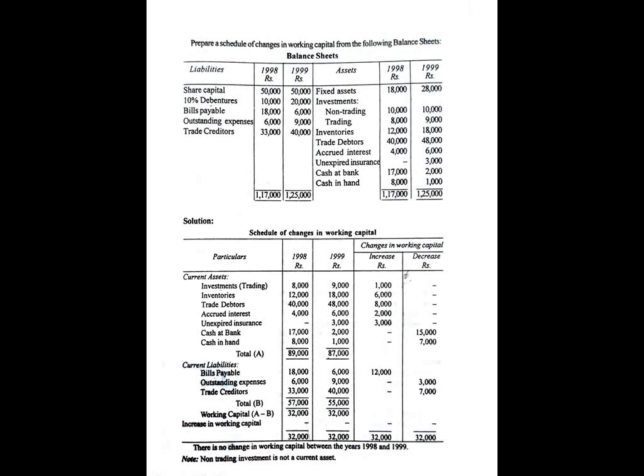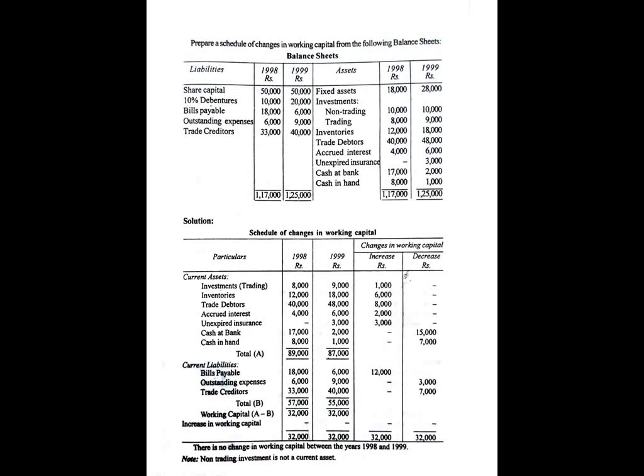We are going to prepare the schedule of changes in working capital. Under current assets you have the investment, that is trading. We have 8,000 and 9,000. There is an increase in current assets, so put it in the increase column, 1,000 rupees. Inventories is always called stock. It is also increased, 12,000 to 18,000, 6,000. Then trade debtors also increased by 8,000. Accrued interest also increased by 2,000. Then unexpired insurance has increased by 3,000. Cash at bank has decreased by 15,000. Cash in hand also decreased by 7,000. Put it in the decrease column.